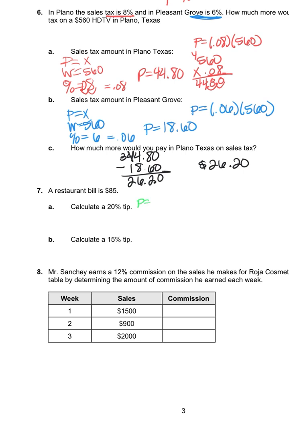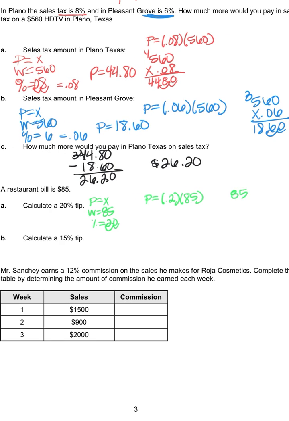So I have my part is equal to X, my whole is equal to 85, and my percent is equal to 20. Or we're going to change this into a decimal to be 0.20, which is also the same thing as 0.2. I'm going to use the equation again. So 0.2 times 85. 85 times 0.2. 2 times 5 is 10. 2 times 8 is 16, plus 1 more is 17. I have 1 place value. So my tip on 20% is $17.